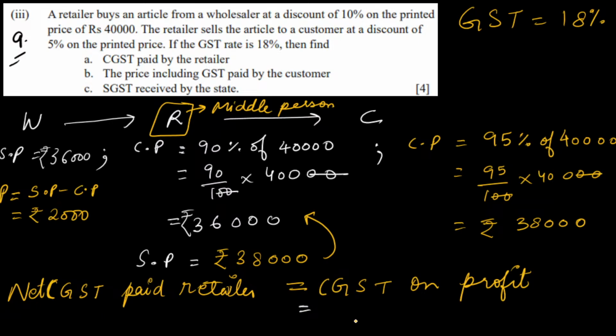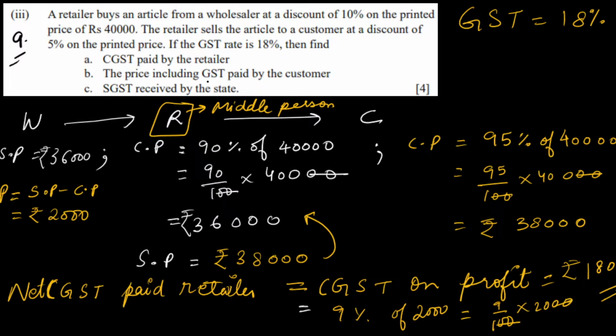Okay, so 9% of 2,000. How much will it be? 9 by 100 into 2,000. Two zeros you can cancel. So 9 into 2 is 18, and the answer is 180, not 1,800. If GST is mentioned, then you have to write it in full; here only CGST is mentioned, so that's why we took half.